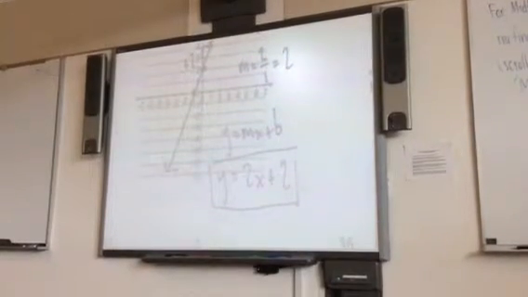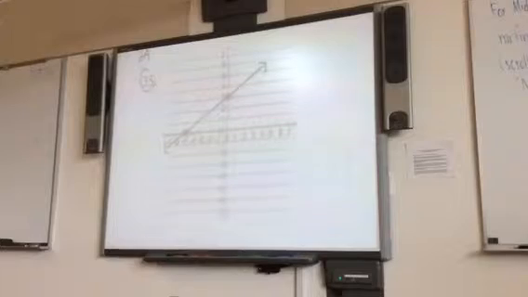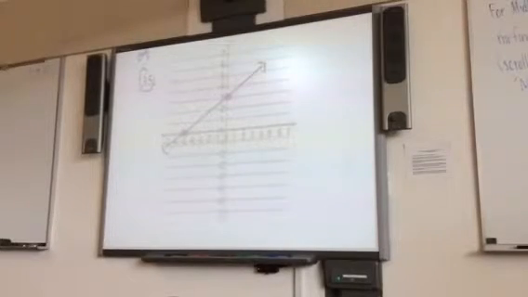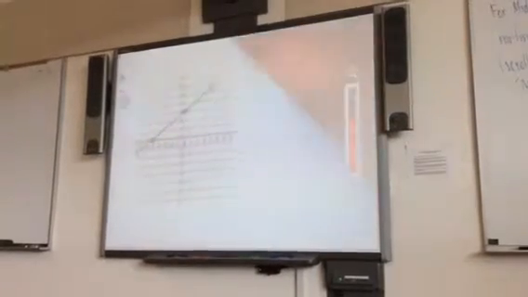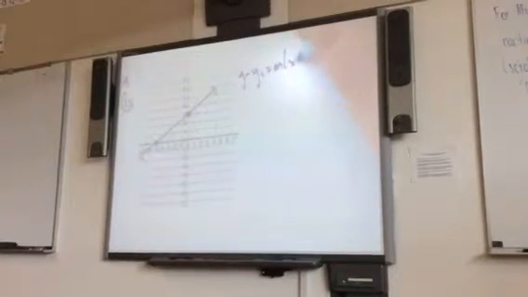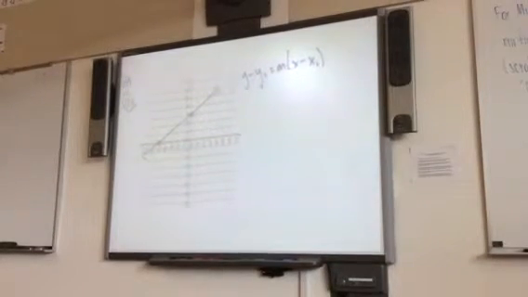For 34, I'm going to show you a few ways of doing this. The first way is we'll put it into point-slope form. Remember, point-slope form is y minus y1 equals the slope times x minus x1, where (x1, y1) is a point on our line.